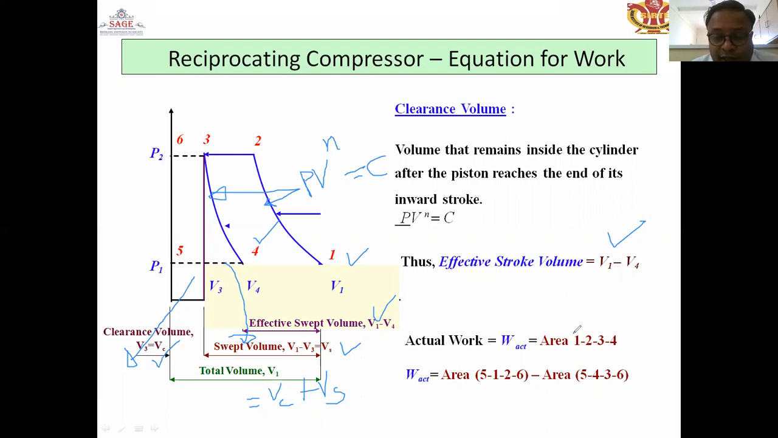The actual work done is represented by the area 1 2 3 4, and the actual work done is equal to area 5126 minus area 5436. So 5126 is the total area, minus 5436, and this gives the actual work done. So if we take the algebraic difference of the areas for the theoretical and the clearance volume, we obtain the actual work done.